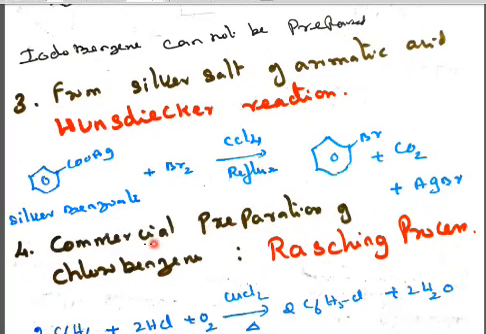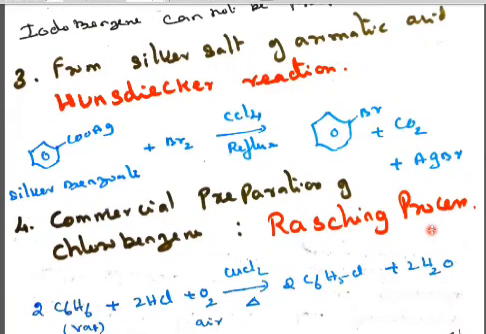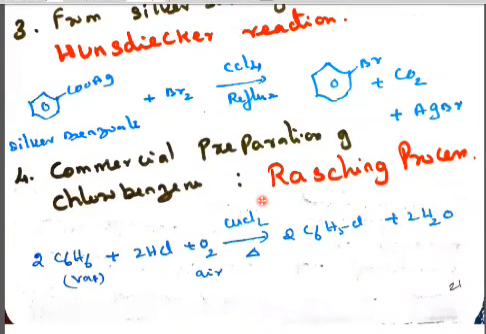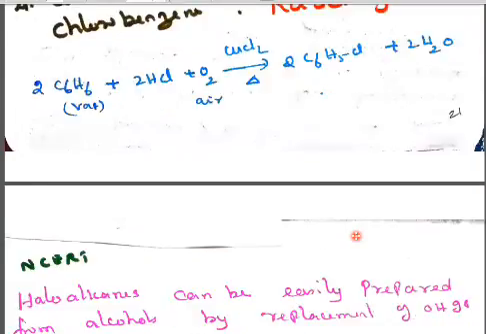Commercial preparation of chlorobenzene is called the Raschig process. Large scale preparation is called commercial preparation. Benzene vapor, 2 moles, is added with 2 moles of hydrochloric acid. No need to supply any oxygen cylinder, just expose it to air. It takes oxygen from the air in the presence of cupric chloride on heating. So here C6H5Cl forms, liberating water. Instead of one hydrogen, chlorine is substituted, so chlorobenzene is prepared on a large scale.